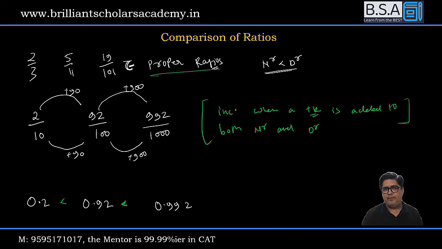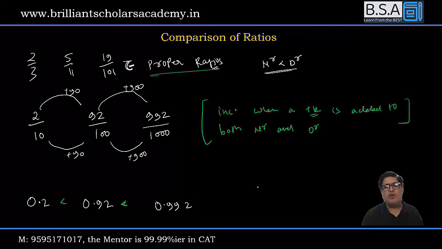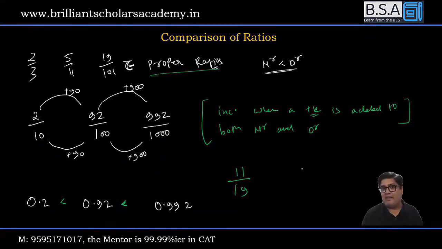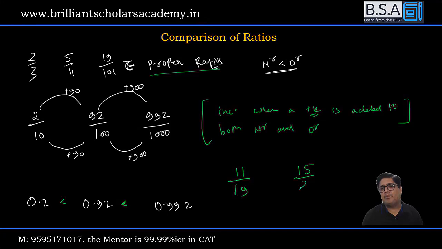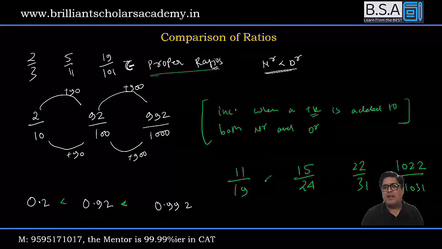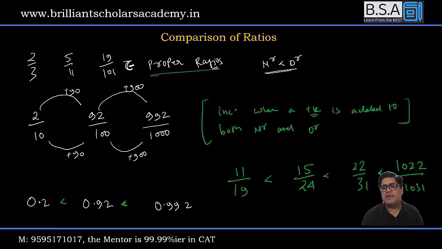It is based on a specific pattern. Constant must be added. You could have any ratio. Let us say I have 11 by 19. I am adding 5 to both. That is 16 by 24. I am adding, let us say, 7 to both. 22 by 31. I am adding 1000 to both. You could add anything. As long as you're adding same number, ratios will keep on increasing.